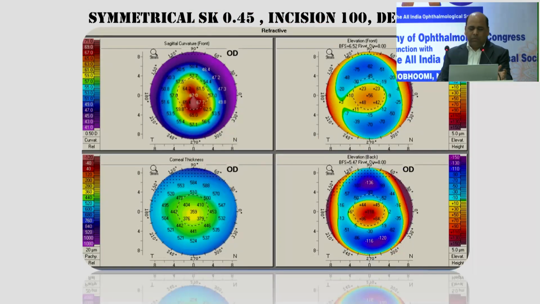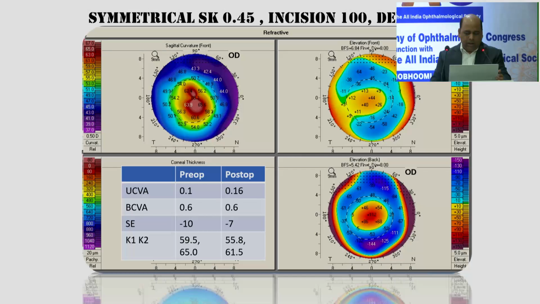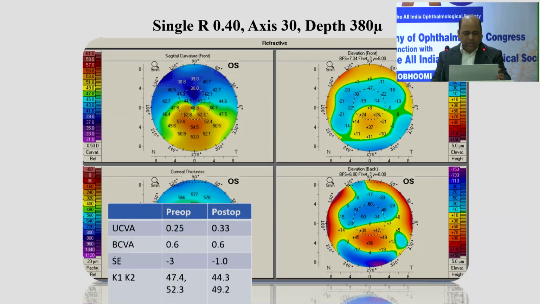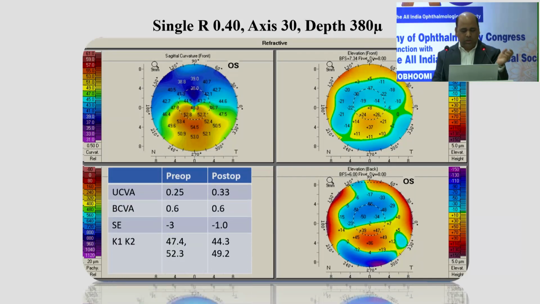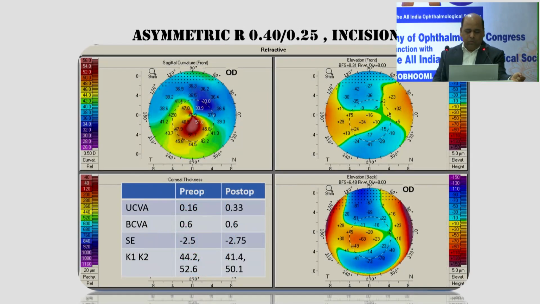Okay. So these are some of the cases in which we have put intacts. You can see there is a central cone. We put 2 symmetrical rings, and from 55 it is now 44. And the K1, K2 decreased from 59.5 to 55.8. Almost 4 diopter flattening was induced with these intacts. And this is a decentered cone case in which we put a single ring, and you can see the flattening from 47.4 to 44.3. Again, 3 to 4 diopter of flattening. This is an asymmetric cone in which we put the asymmetric ring, and flattening from 44.2 to 41.4. Again, 4 diopter of flattening.